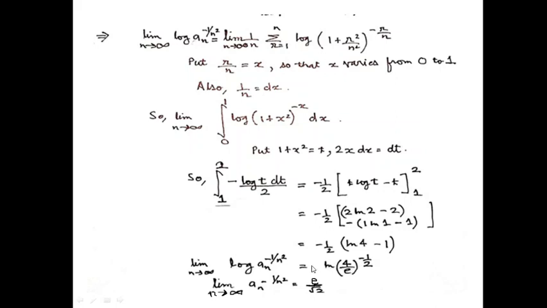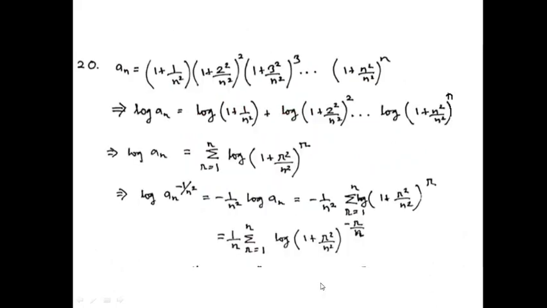And that is equal to ln of a_n to the power minus 1 by n square. So taking the anti-log on both sides, you get a_n to the power minus 1 by n square, limit n tends to infinity, equals e by root 2, and our option number D is correct. So we have solved. Thank you.